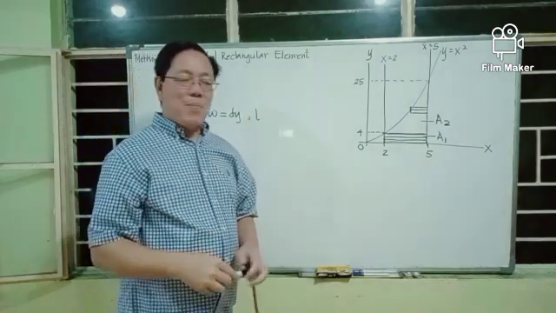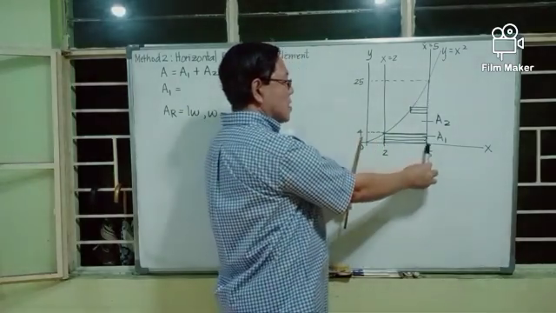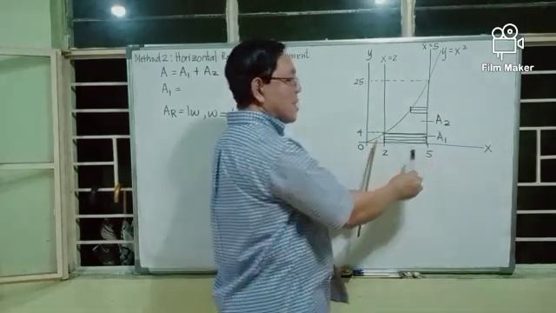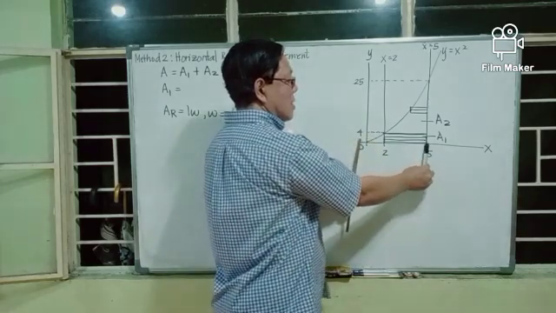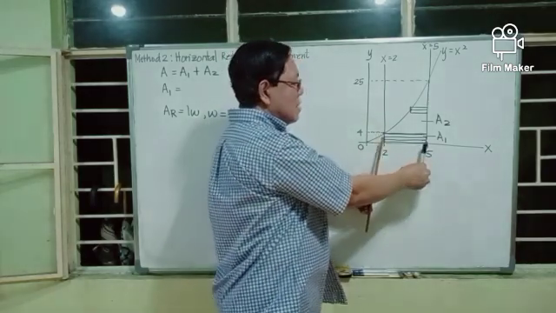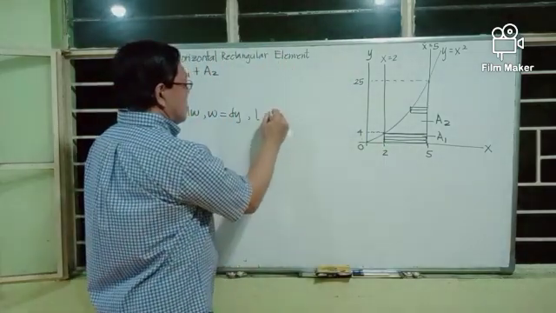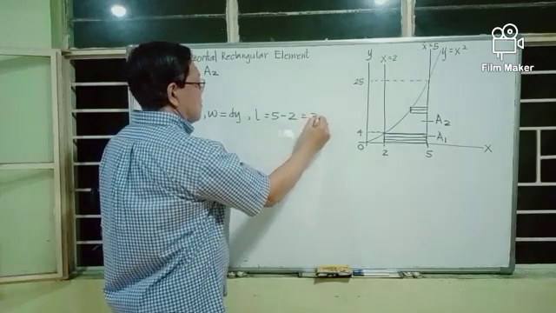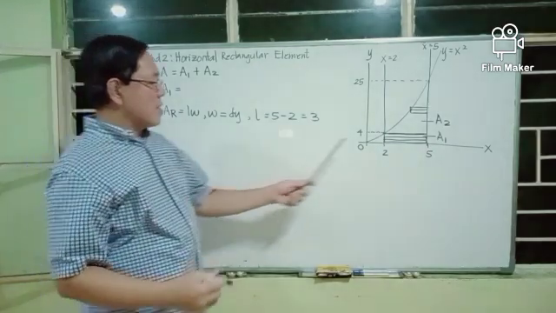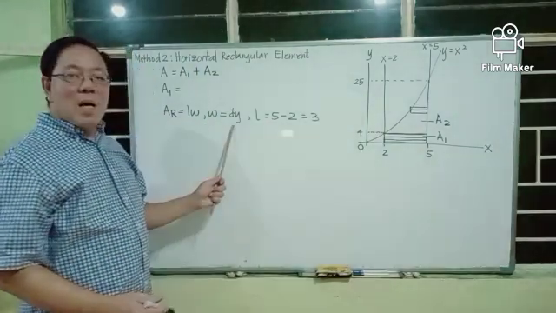And we find the length of this rectangle. The length of this rectangle taken in A1 is equal to this length minus this length, or 5 minus 2. This length of the rectangle is equal to 5 minus 2, or 3. So the area of this rectangular element, by the formula length times width, is equal to 3 multiplied by dy.